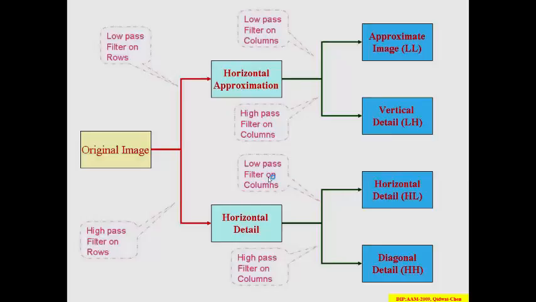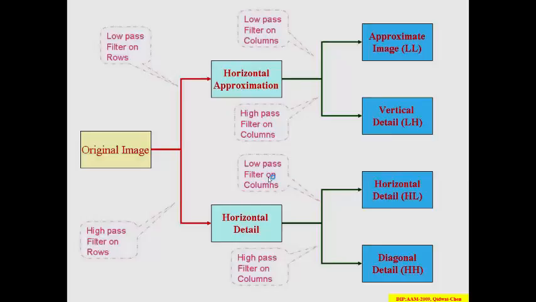Here I have the original image, and this is the result of our conversion. The conversion will result in 4 images, where the total size of these 4 images is equal to the original image. So for example, if I have an original image of size m by n, the result of the transform will have m by n, but it is divided into 4 equal parts.